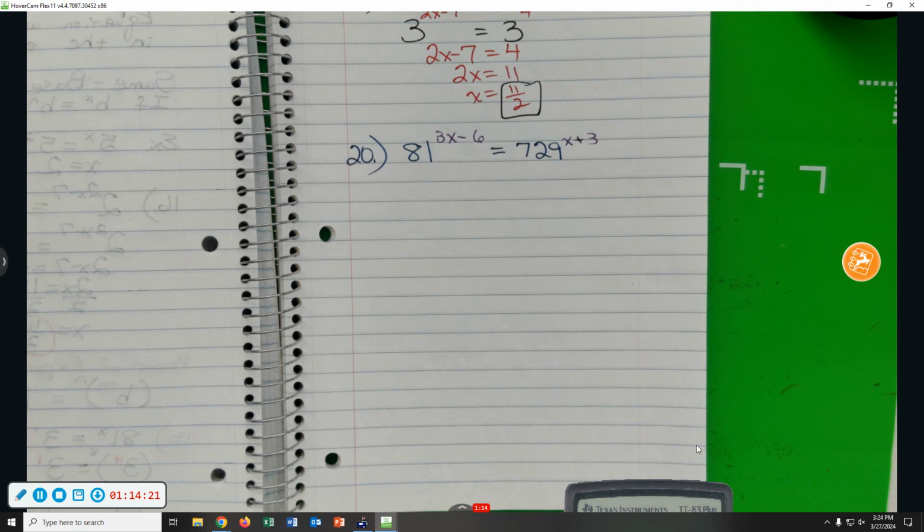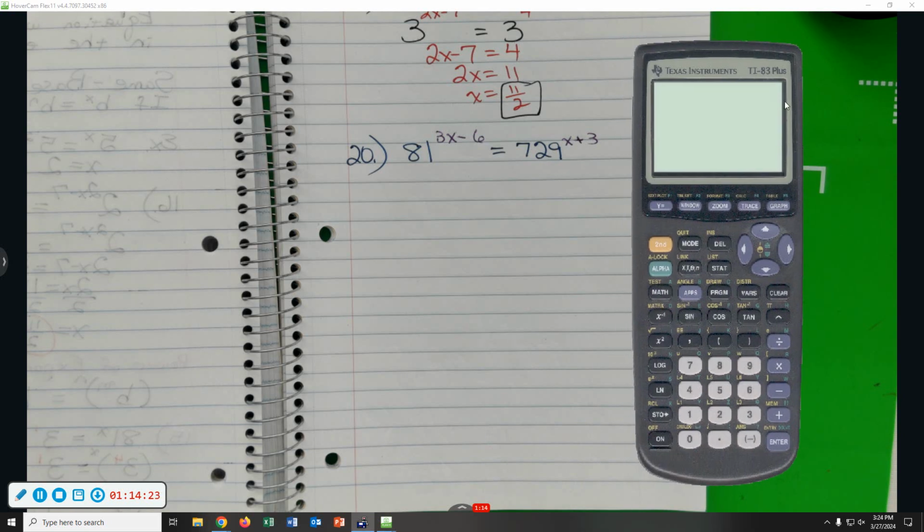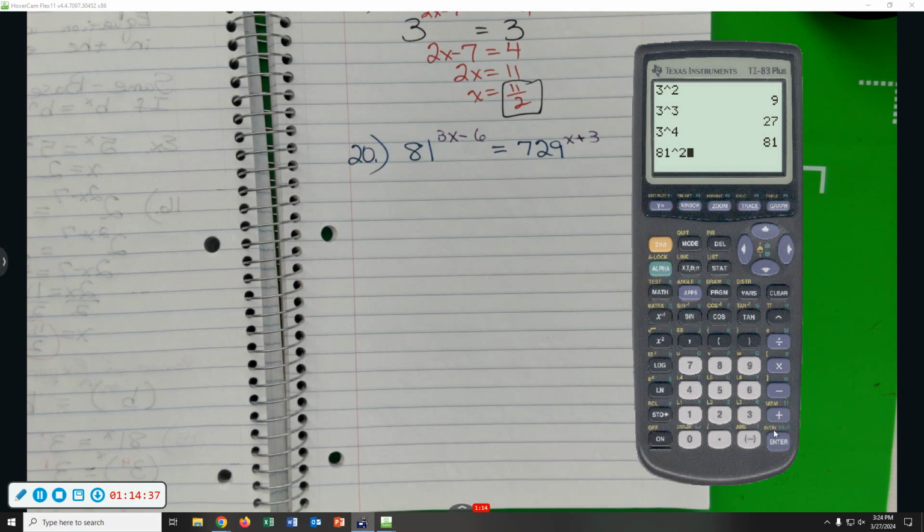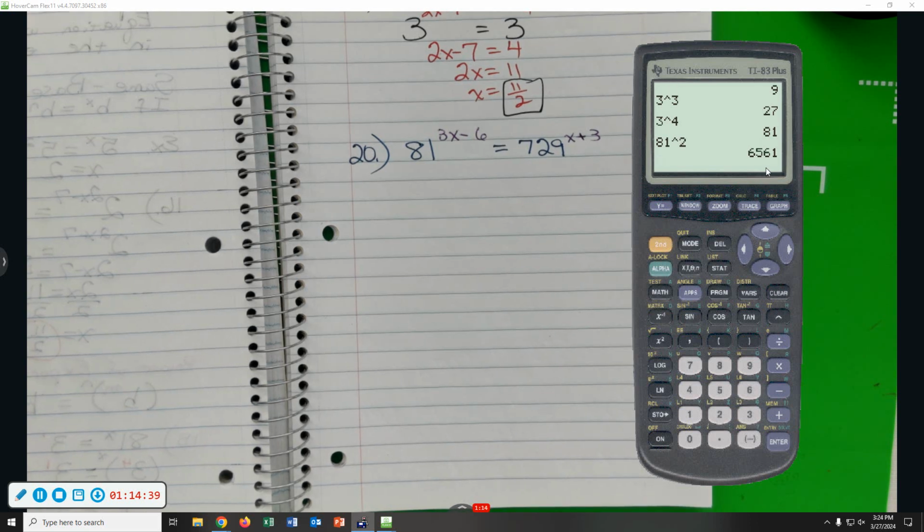Let's see, if we're working with 81, we know 81 to the first power is 81. What about 81 squared? Is that going to give us 729? No, it's going to give us something way far off, over 6,000. So we've skipped over 729. That's a problem. Sometimes you just have to change both sides. There's no way around it.